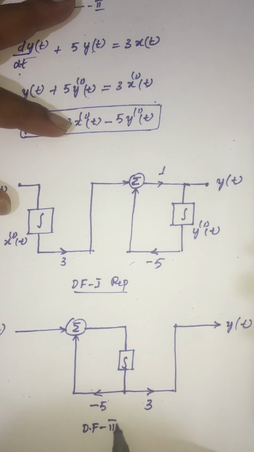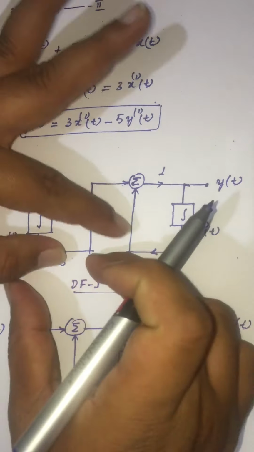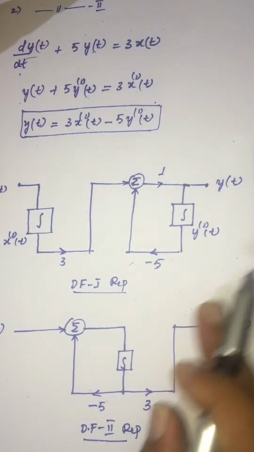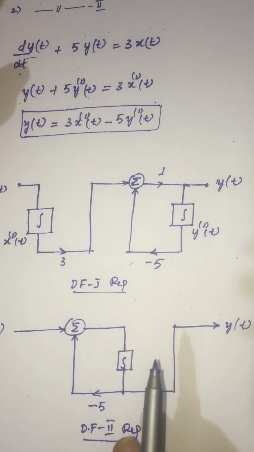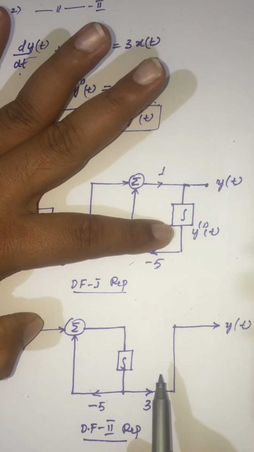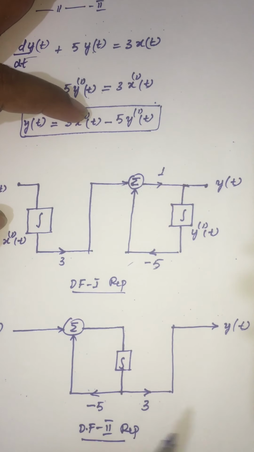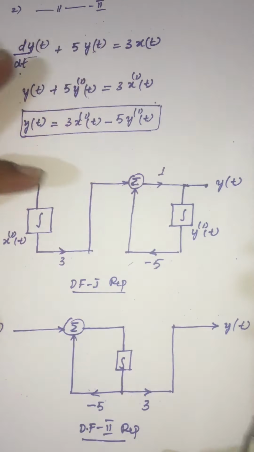Direct form 2 representation. Simply I need to merge this by taking only one integrator element. Okay, now with respect to this example, we have arrived at only one integrator. Later on, probably we might need one integrator towards the input side and two integrators with respect to the output side. After merging it, I'll be getting two flows to the left side of this block diagram and only one flow towards the right side of this block diagram after interchanging its position. This is direct form 2 representation.